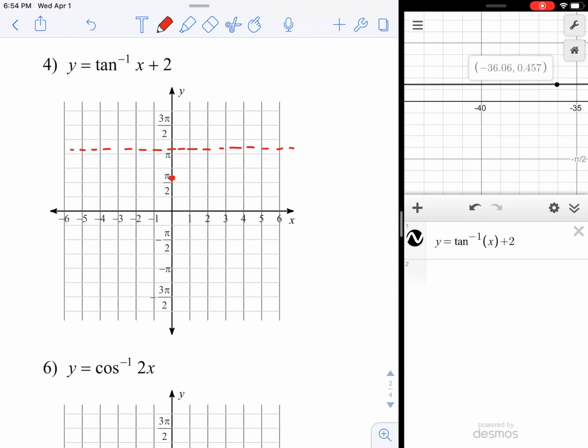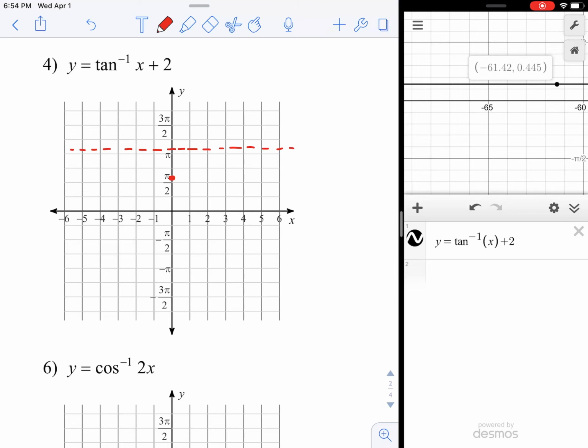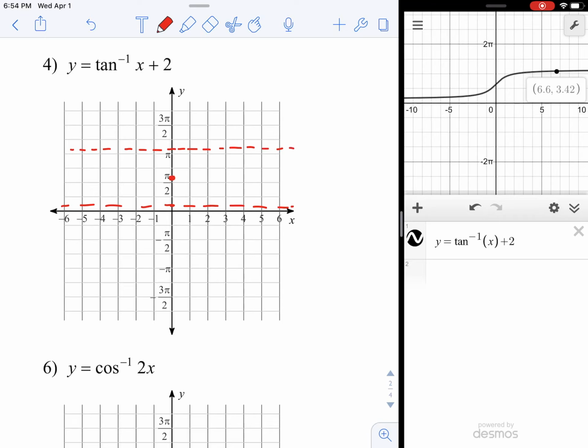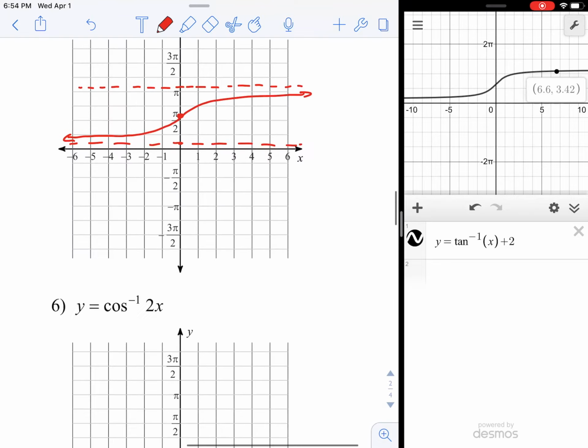0.5, 0.4. Looks like somewhere around 0.4. Let's see. Where's 0.4 going to be over? Pi over 2 is 1.57. I don't know. I'll just put a random mark down here. Call that my asymptote. And then just draw my spaghetti shape. Kind of like this. And there it is. Good enough for ballpark graphing.